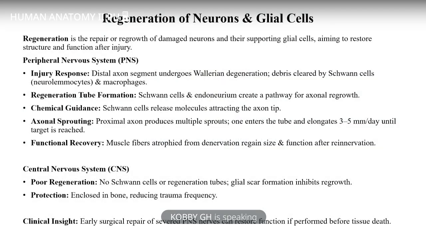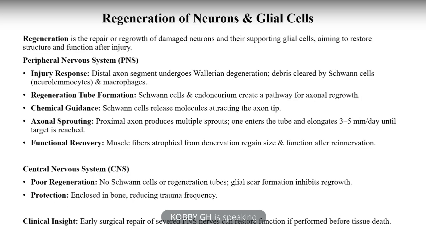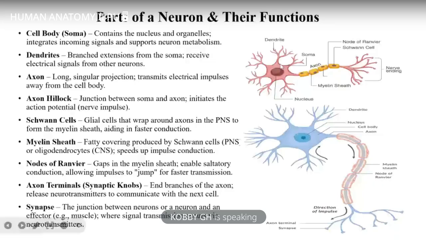Now, let's move on to nerve impulses. When we say a nerve impulse, remember I told you that for neurons or for nerves, when electrical signals are moving along the nerve, we call it an impulse. So let me go back to the neuron diagram. You see this neuron over here. When electrical signals are moving along the neuron, we call it a nerve impulse.